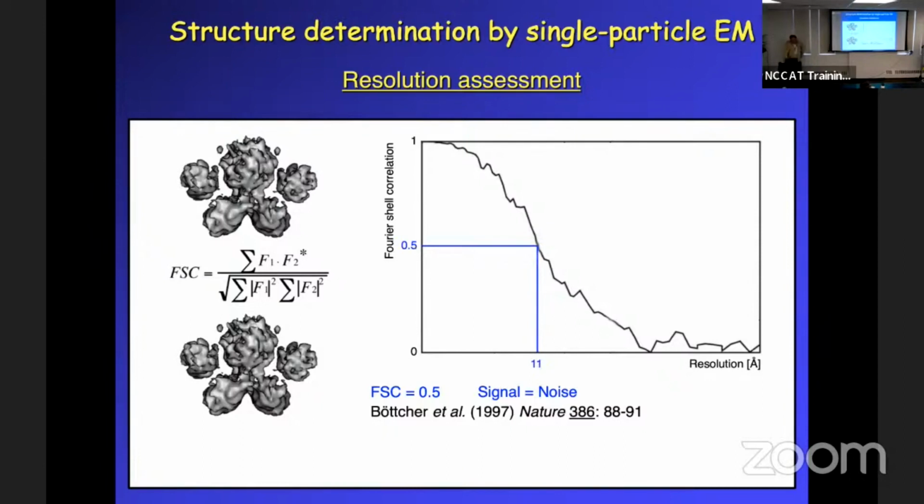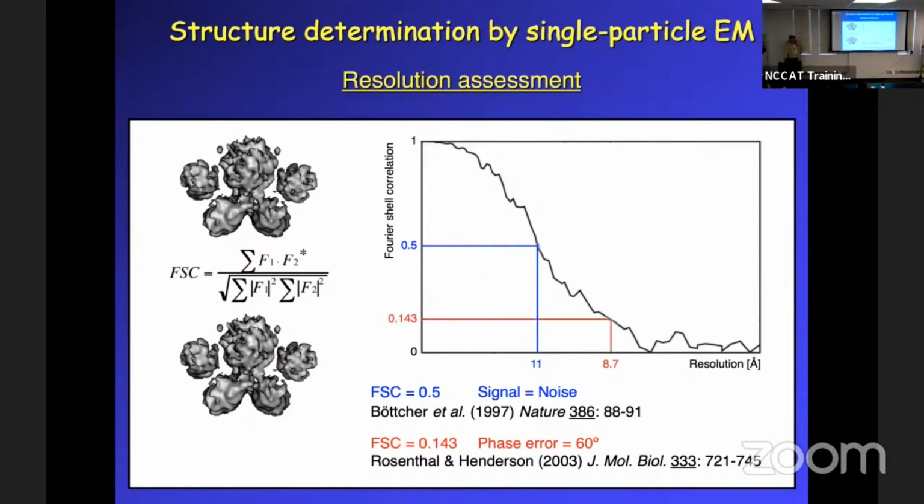And then later on, a few years later, Richard Henderson came with this FSC equals 0.143 criterion. And this was coming from X-ray crystallography, where they defined the resolution where they have a phase error of 60 degrees. And so when you do this, you get a much higher resolution, and at this point, suddenly cryo-EM became much better. We got much better resolutions.